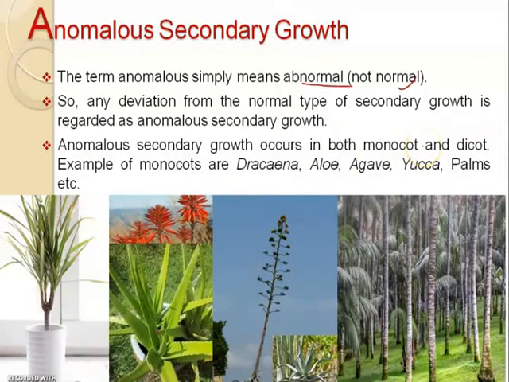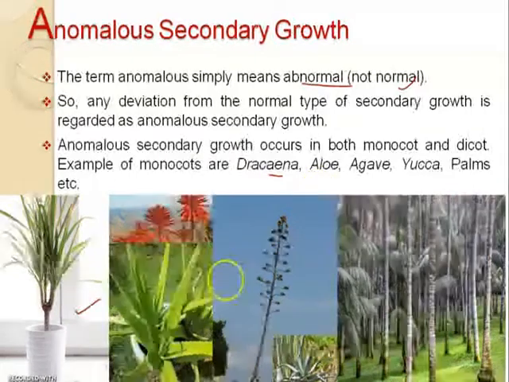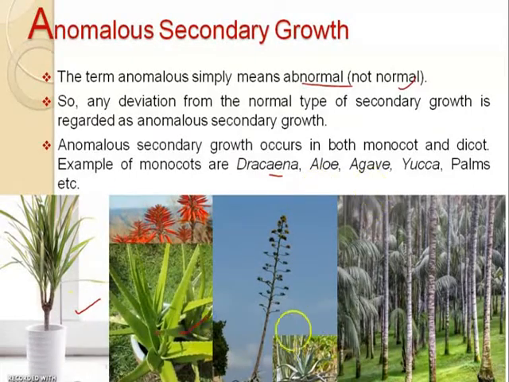But as discussed earlier, in this lecture we will discuss the anomalous secondary growth in monocot stem, and the example is Dracaena. So examples of monocots are Dracaena, this is the Dracaena, aloe, agave, yucca and palms. These are all monocots in which anomalous secondary growth is found.